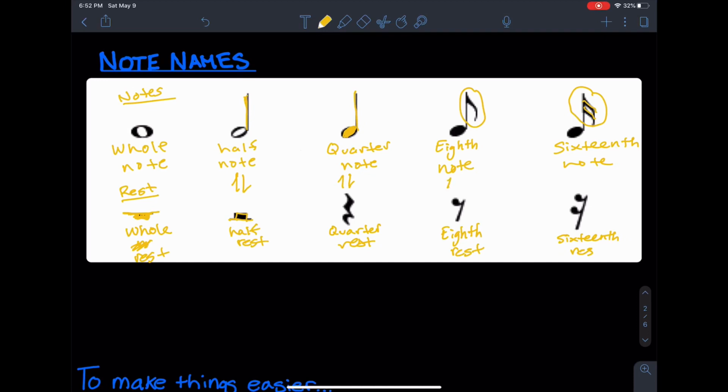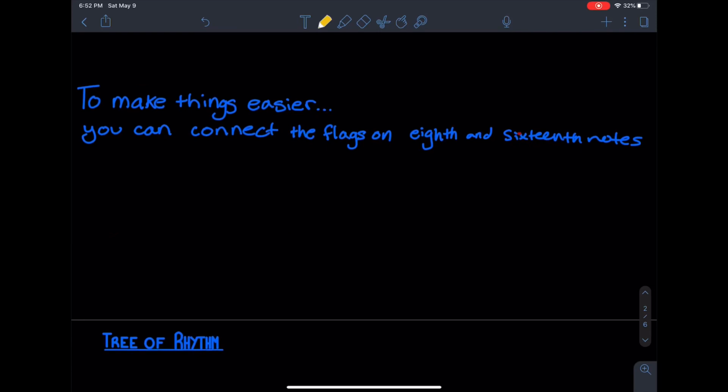These have the exact same values, okay? Our eighth notes and our eighth rests have exactly the same duration, just as our quarter note and our quarter rest, exactly the same. So when we get into note durations, keep in mind that they're going to have the exact same value. And I'm going to re-explain that when we get to it.